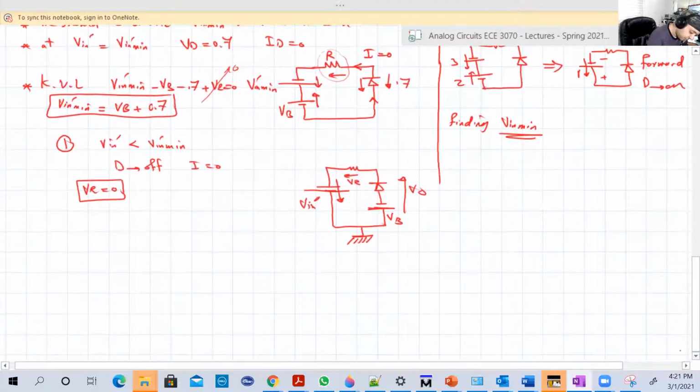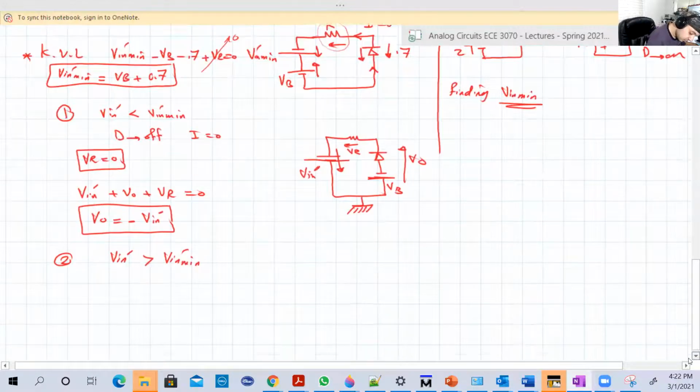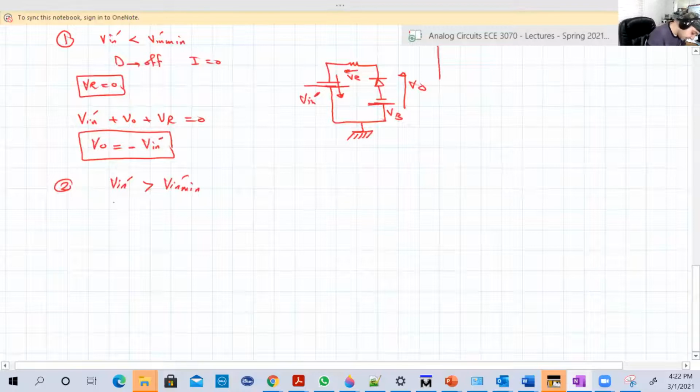If we do Kirchhoff, V input dash plus VO plus Vr equal to 0. So VO is equal to minus V input dash. Number two, when V input dash is greater than V input dash minimum, the diode will be on. So Vd is equal to 0.7.